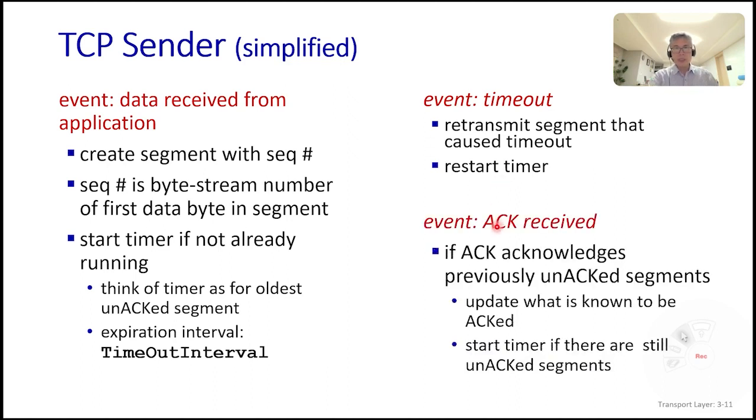So the first event is data received from the application layer, the second is a timeout, and the third event is an acknowledgement segment received. If the ACK acknowledges a previously unacknowledged segment, we update what is known to be acknowledged in the sliding window, and then start the timer if there are still unacknowledged segments.